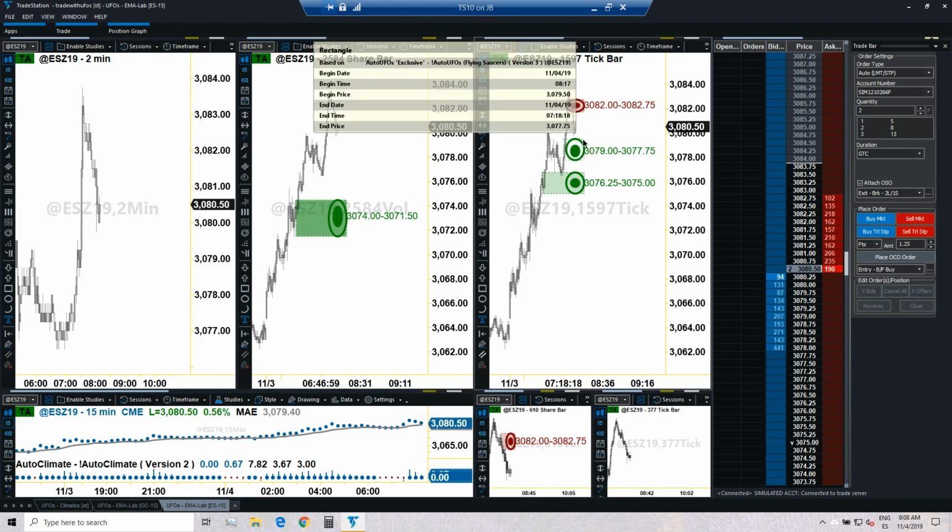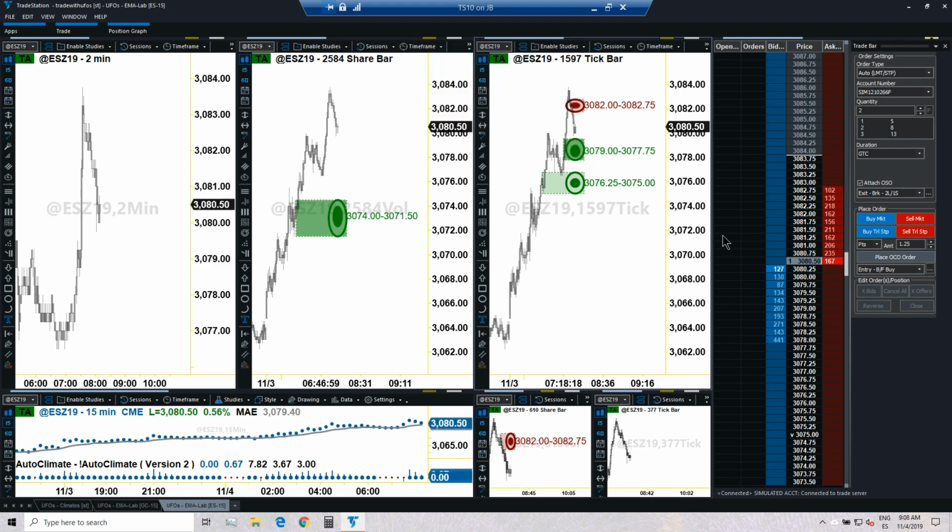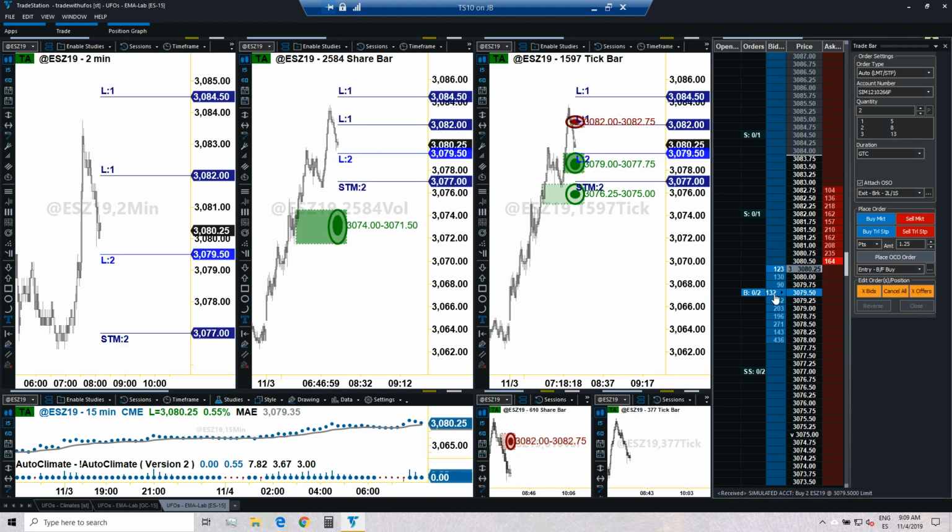Top part of this UFO is 3079.5. So 3079.5 is going to be my entry. Mechanically, I'm using 2 contracts. Make sure you calculate your size. Okay, so I'm going with 2 contracts. I'm just going to click buy.